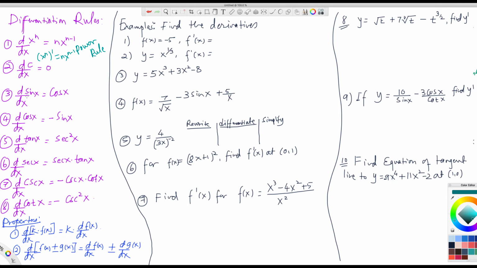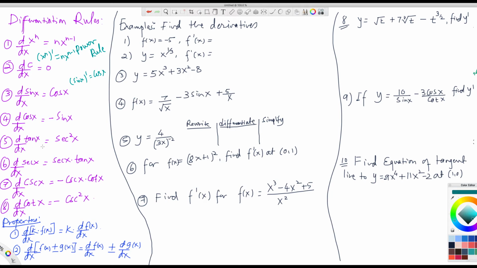So the next thing we learned is the derivative of sine x is cosine x. In other words, you can write sine x prime is cosine of x. This is another way of writing that. You can do that for all those formulas, but this is another way, okay? The derivative of cosine x is negative sine x. The derivative of tangent x is secant squared x.